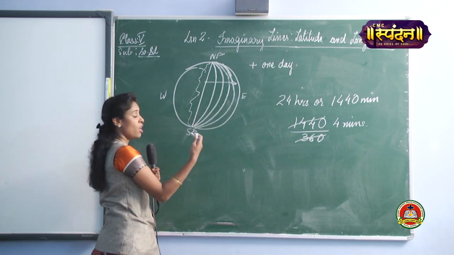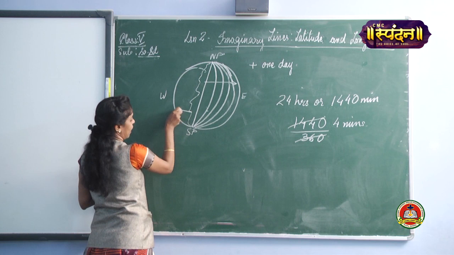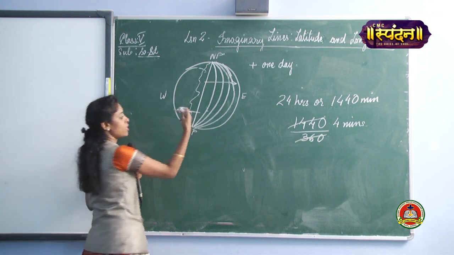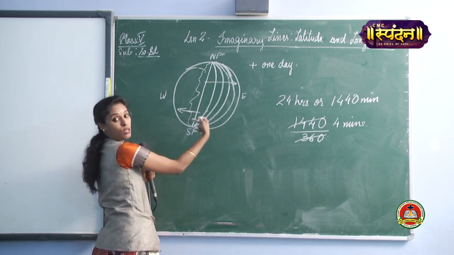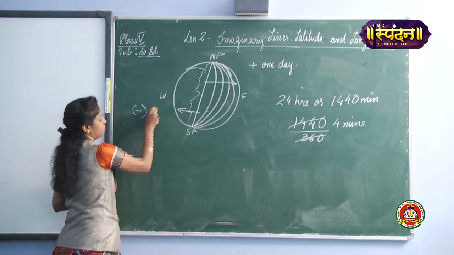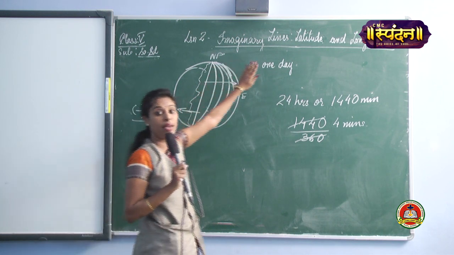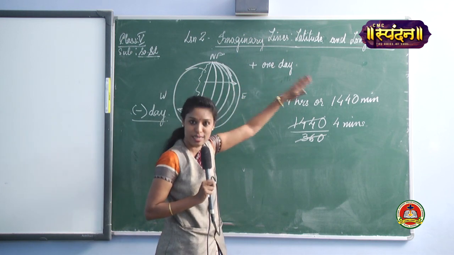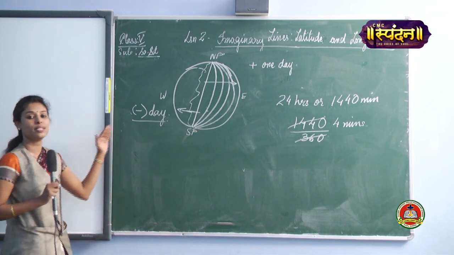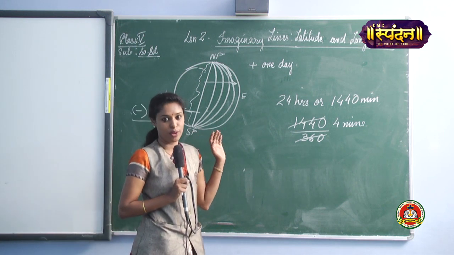The vice versa, if you try to move from the date line towards the west side, it subtracts 1 day. So in all, you are gaining 1 day when you are moving towards east, and you are losing 1 day when you are moving towards the west side. I hope this is clear to everyone over there.